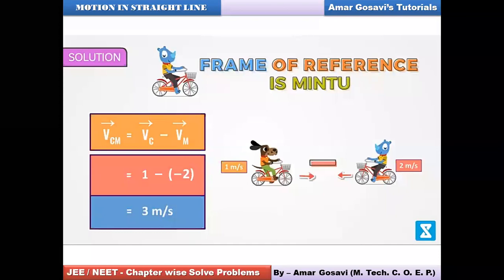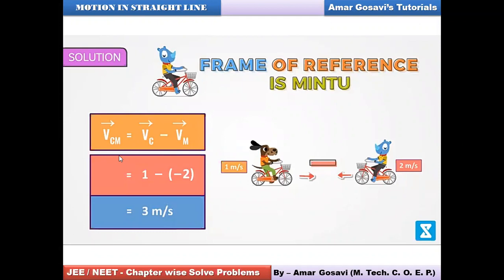So here you can see if the frame of reference I consider as Mintu, then velocity of Chintu with respect to Mintu will be velocity of Chintu minus velocity of Mintu. But velocity of Chintu was 1 meter per second, so I have considered 1, minus velocity of Mintu, which is 2, but he is moving opposite to Chintu. So I won't consider it as plus 2. I will consider it as minus 2 because he is moving along negative x-axis. So the relative velocity between the two would be 1 plus 2, that is 3. This is how you're supposed to solve the problem.